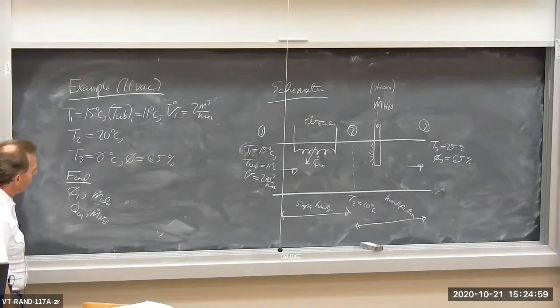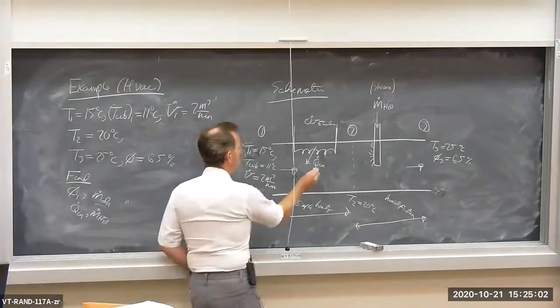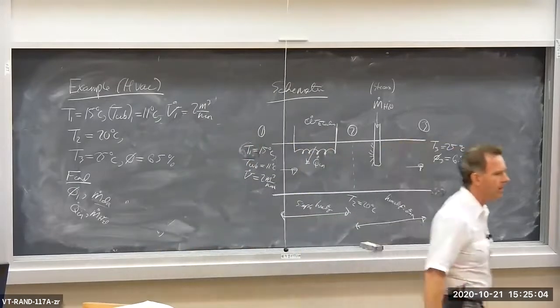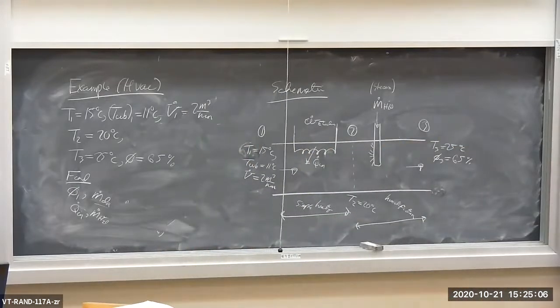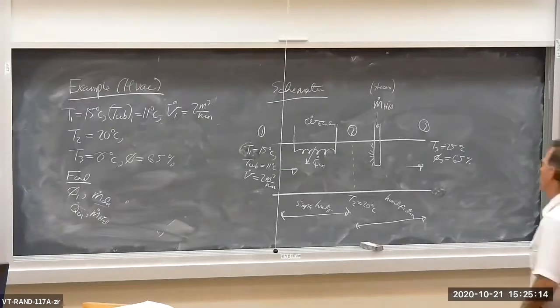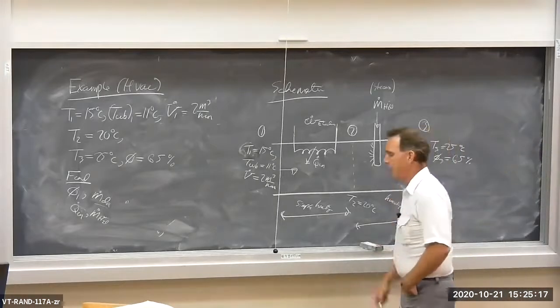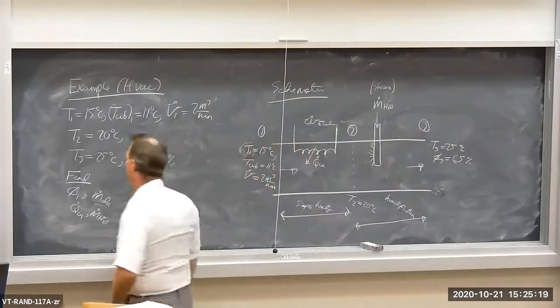Then I want to find the heat transfer rate, Q dot in. What's the heat transfer rate in the simple heating section of the duct, or air conditioning duct, if you like? And then I want to find out the mass flow rate for the H2O here. I want to find out the mass flow rate for the H2O.